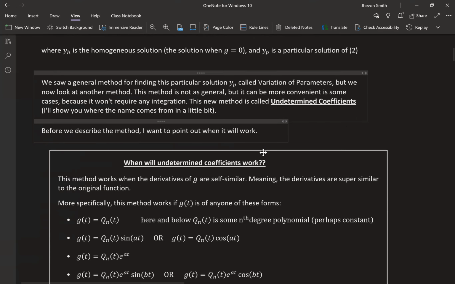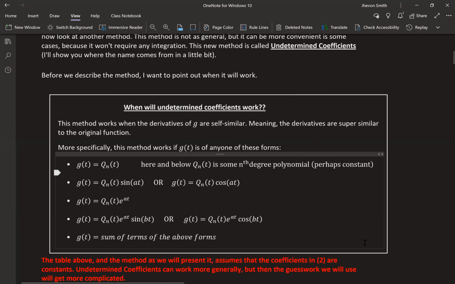In fact, I already did teach you. Notice that this one does not work in general, though. It only works in specific instances. It only works in instances where the right side, your g, is a polynomial, or a polynomial times a sine function, or a polynomial times a cosine function, or a polynomial times an exponential function, or a product of all of those, a polynomial times an exponential times a sine, or a polynomial times an exponential times a cosine, or just a sum of expressions like that. In that particular situation, we can apply undetermined coefficients.